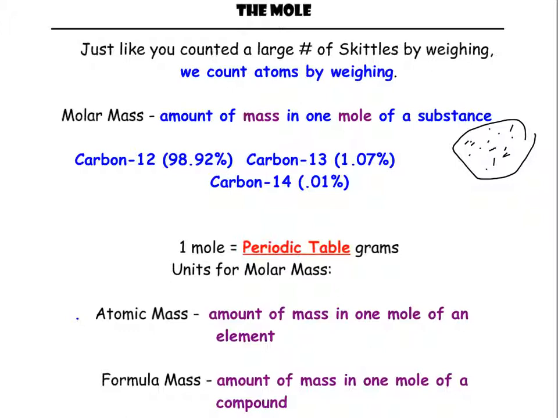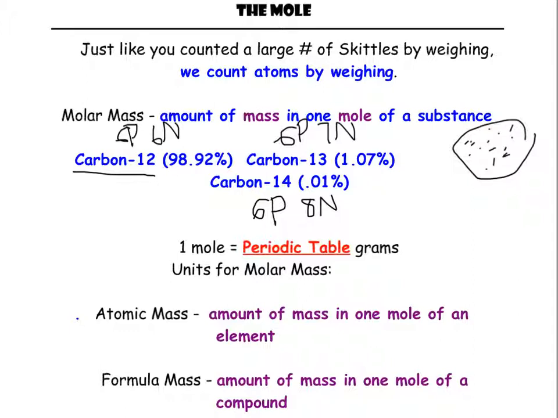Well, some of those are going to be, and this is going back to when we talked about isotopes in Unit 1, carbon 12. That means there are 6 protons and 6 neutrons. Some of those are going to be carbon 13, which means 6 protons and 7 neutrons. And a very small amount will be carbon 14, which is 6 protons and 8 neutrons. So if you pick up that scoopful, or a mole of carbon, about 98.2% of them are going to be carbon 12, 1.07% of them are going to be carbon 13, and about 0.01% of them are going to be carbon 14.